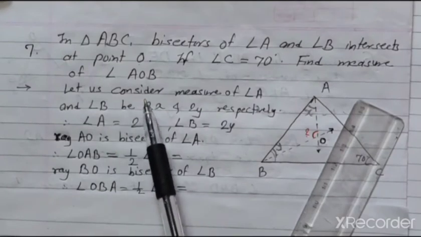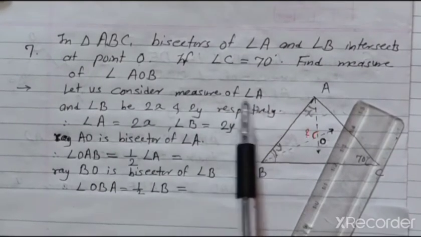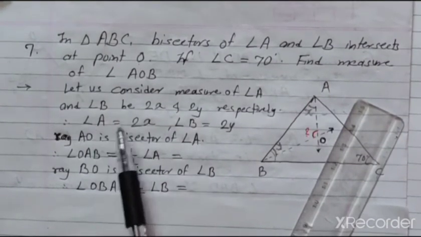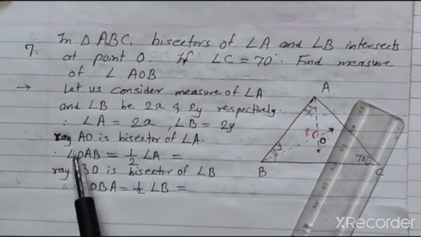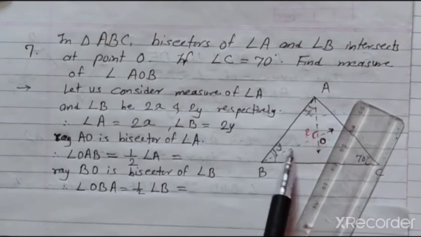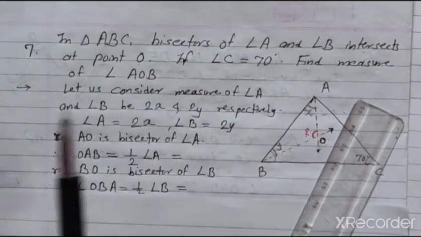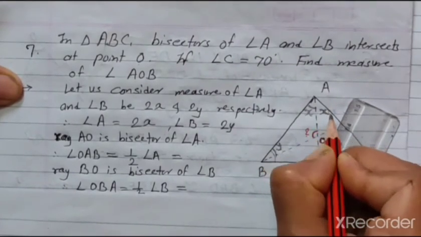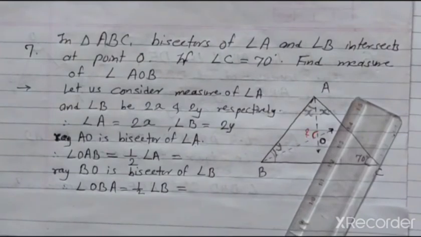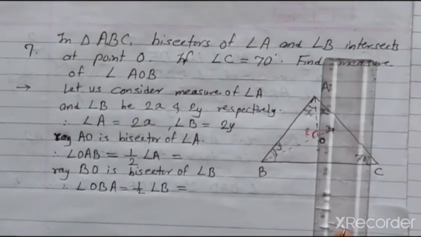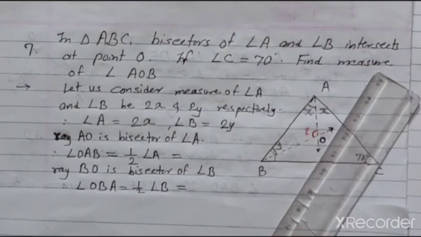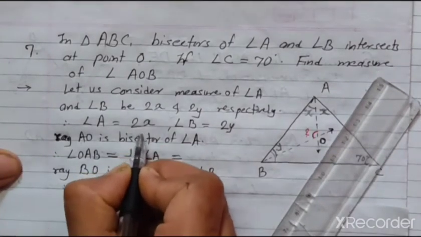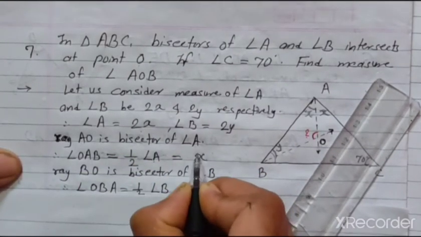This is our consideration. Here we consider the measure of angle A and angle B to be 2x and 2y respectively. Therefore, measure of angle A is equal to 2x, B is equal to 2y. Here in this figure, ray OA is a bisector of angle A. Therefore, this bisector divides this whole angle into two equal angles. Therefore, this angle OAB is equal to half of its actual main angle. So you know that this measure is equal to 2x, so its half value is x only.